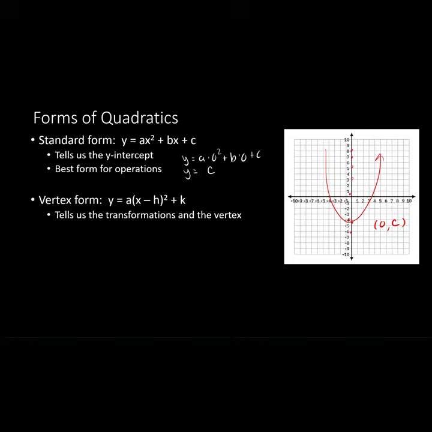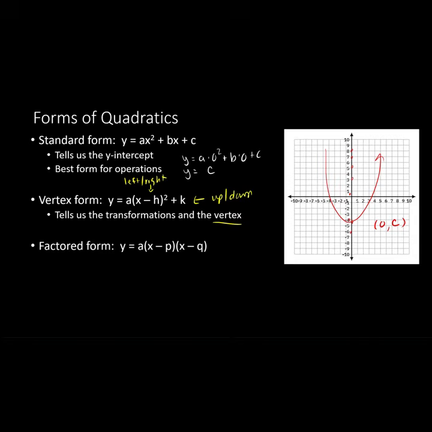So if you have studied this form, you know that the h value tells you the left and right translations, and the k value tells you the up and down translations. And if you apply those translations to the vertex, it will give you the new coordinates of the vertex from the parent function.